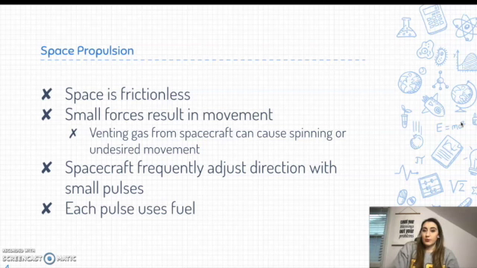So let's talk about space propulsion specifically. So first of all, we know space is frictionless. That means that a small force can result in movement, and that venting gas from spacecraft can cause spinning or undesired movement. So spacecraft frequently adjust direction with small pulses. Each and every pulse from a spacecraft uses fuel, obviously.